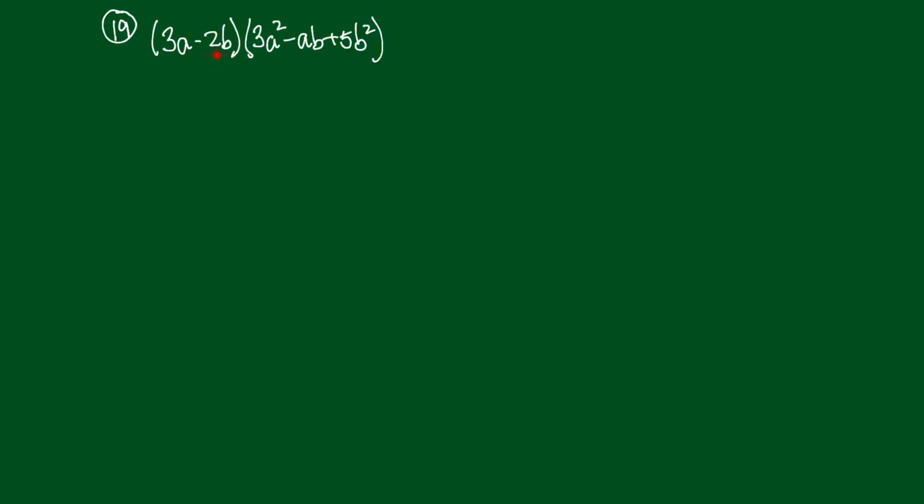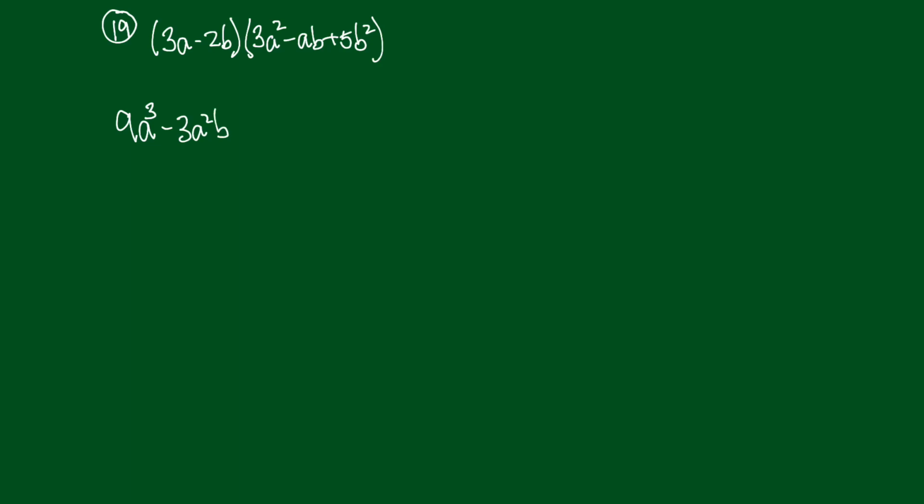Number 19 looks like a binomial multiplying a trinomial. So let's just start with the 3a, run it through. Let's see what we get. So 3a times 3a squared. Well, 3 times 3 is going to give us 9. a times a squared is a cubed. Now, what happens? 3a times negative ab. All right, so positive times negative is negative. So we're going to get negative 3. a times a is a squared. And then I got a b.